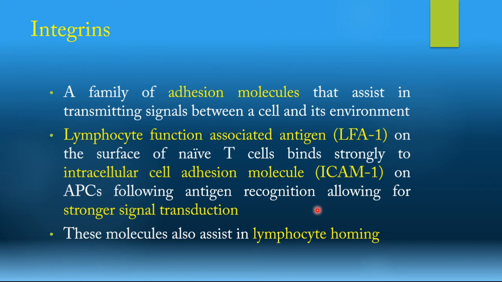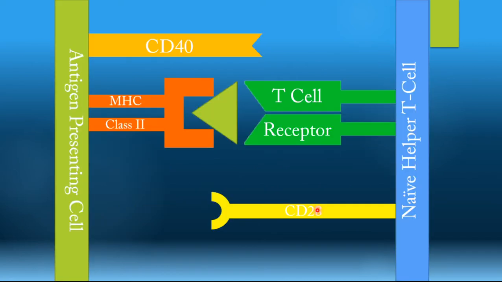Now, of course, these integrins are also helpful in the homing of the lymphocyte. So when a lymphocyte wants to know where to go, it can look for these ICAMs, for these integrins, and this will allow it to know where to go, basically.